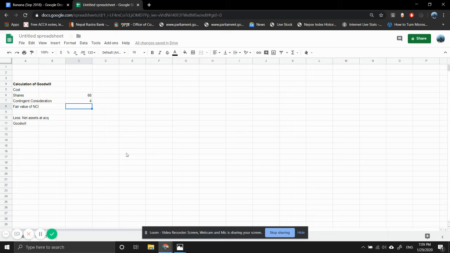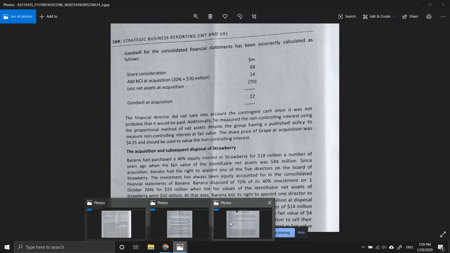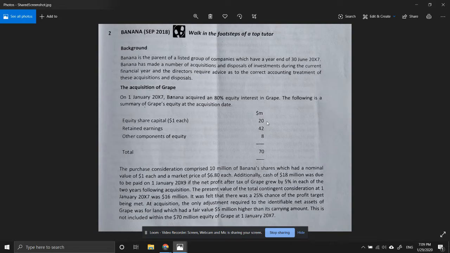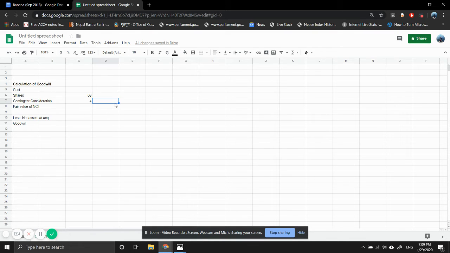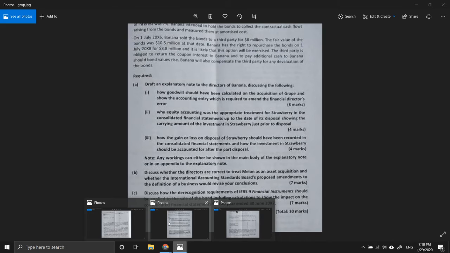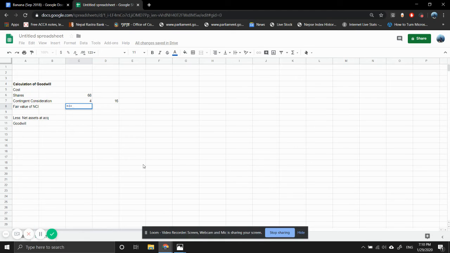And then fair value of NCI. How much is left? So how much shares did we acquire? 80%, right? Out of 20 million. So 80% into 20, right? So 16 has been acquired. That means remaining is 4, right? And then I'm missing something over here. 4 into what's the fair value? So it's given over here, okay, 4.25, 17. Okay, let's sum it up.